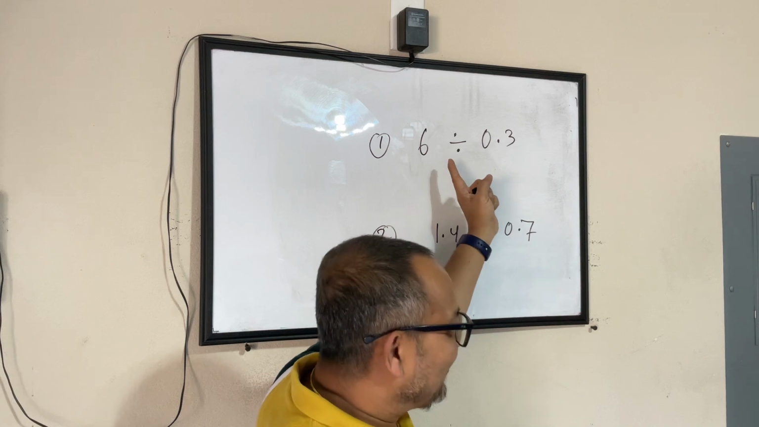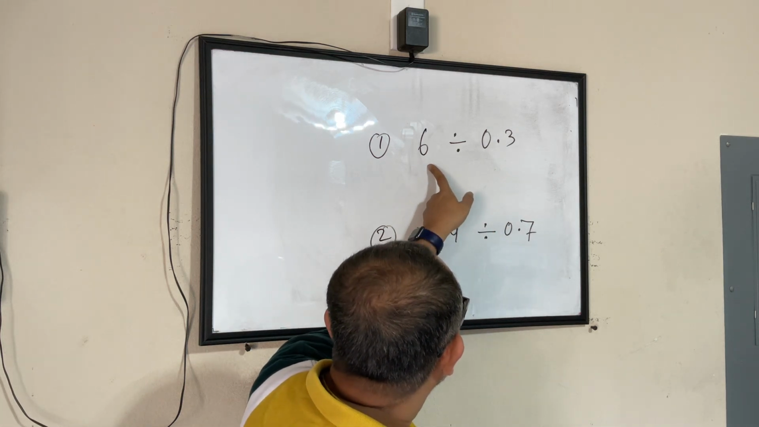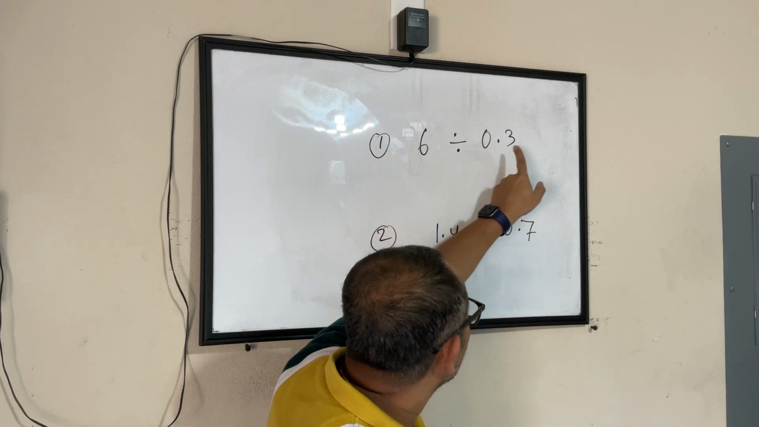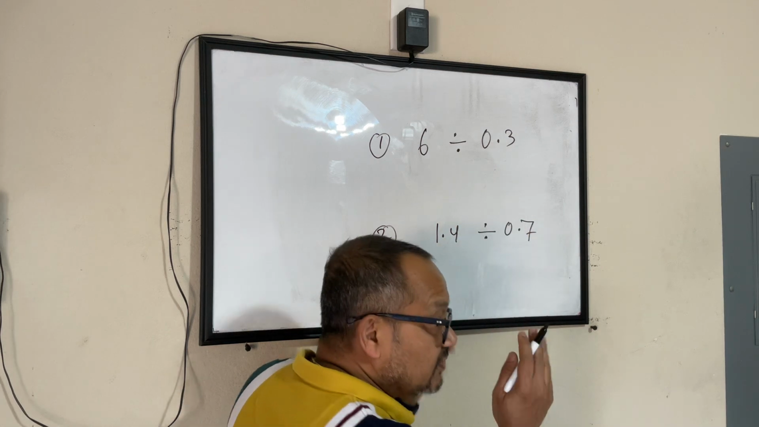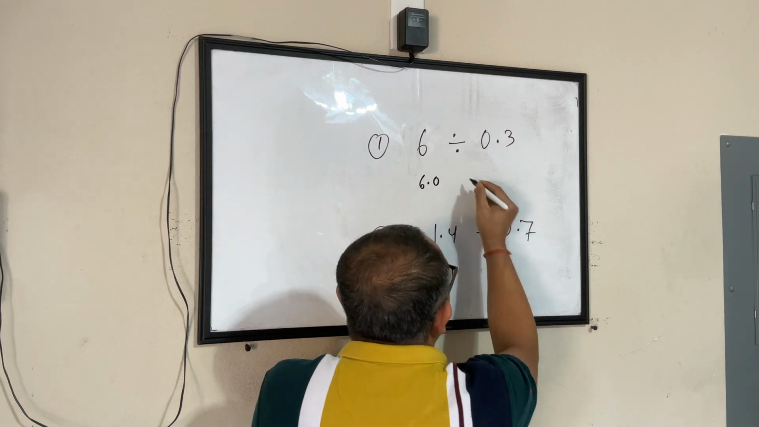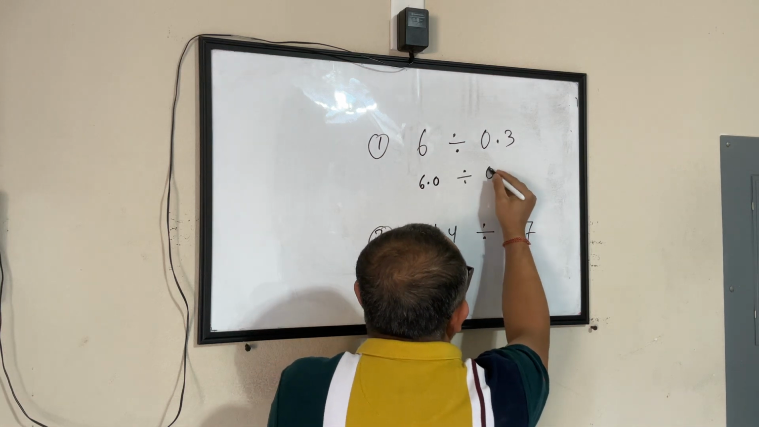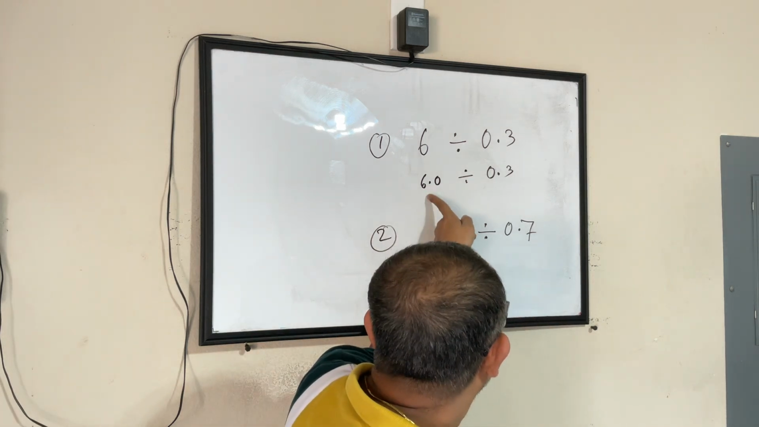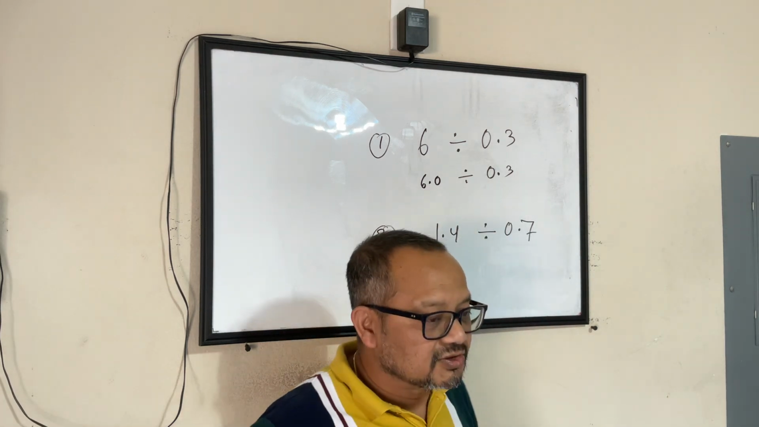So, first step is, you have to look at the numbers. This one has no decimal. This one has decimal and one digit after the decimal. So we have to first match them. So I'll put 6 as 6.0 and 3 as 0.3. Both have one digit after the decimal. So this is good.